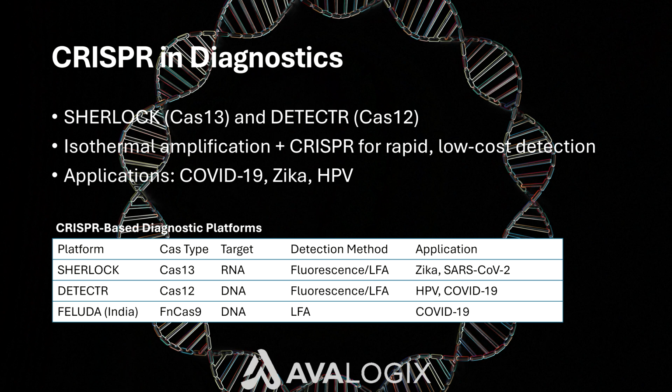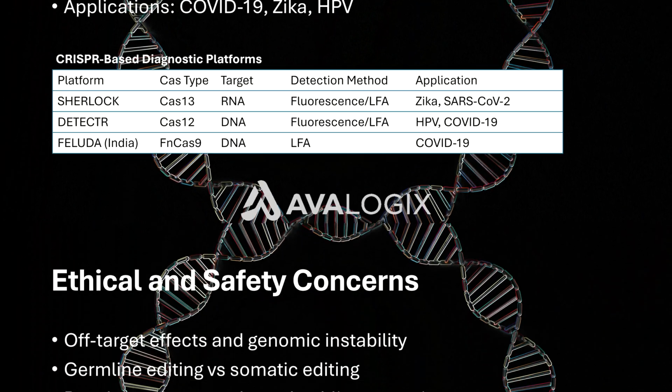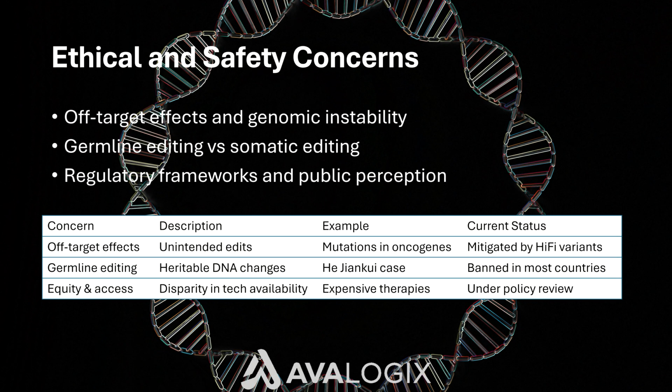CRISPR diagnostics have already been deployed for detecting SARS-CoV-2, Zika virus, and high-risk HPV strains with excellent accuracy and speed. While the potential of CRISPR is enormous, it comes with serious ethical and safety concerns. A major issue is off-target effects, where the Cas nuclease cuts at unintended sites in the genome. This could lead to harmful mutations or genomic instability, especially in clinical contexts.